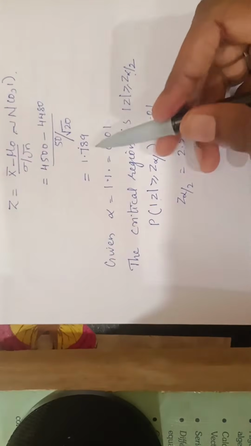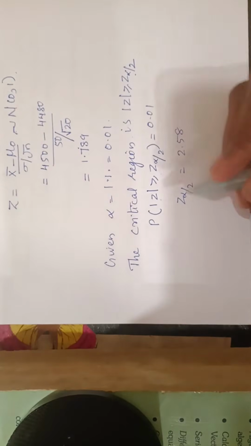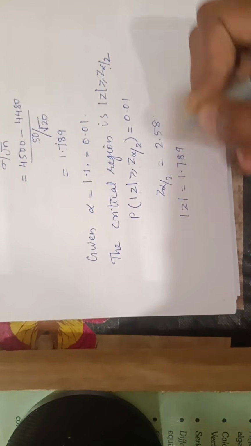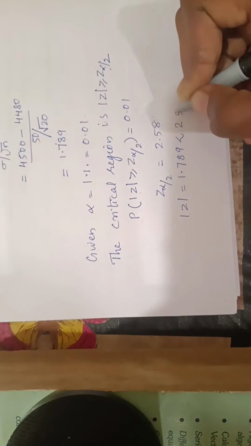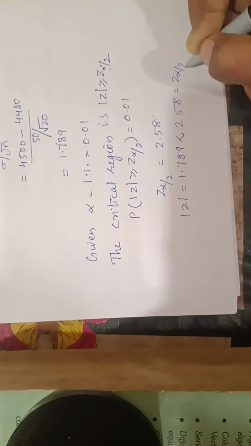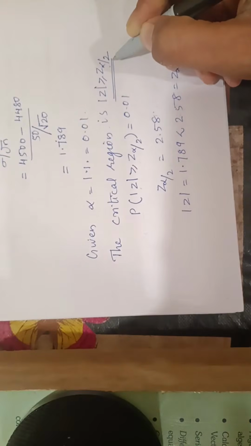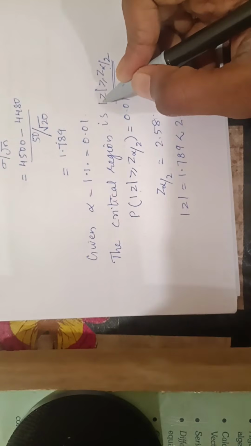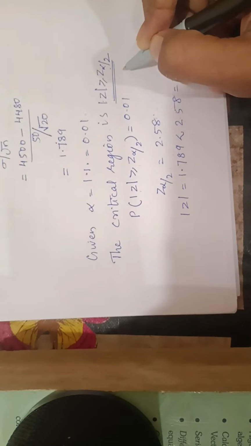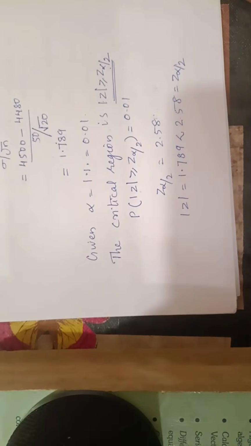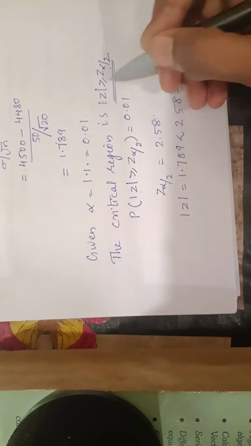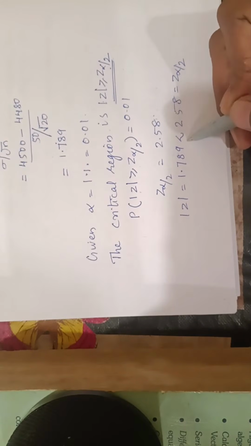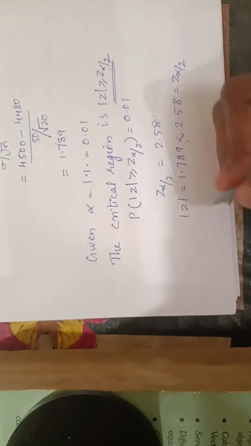Now let us compare z and z alpha by 2. So modulus z here is 1.789, which is less than 2.58, which is equal to z alpha by 2. If the inequality is true, we reject the null hypothesis, meaning our test statistic falls in the critical region. If it is not true, our test statistic falls in the acceptance region. In this case, we have obtained the reversed inequality, so we accept the null hypothesis.